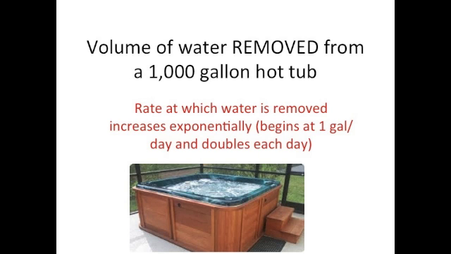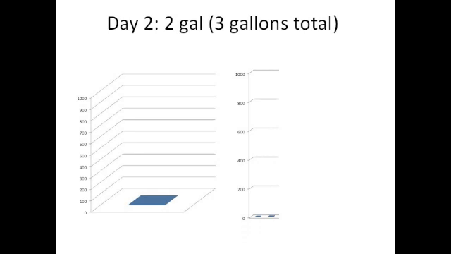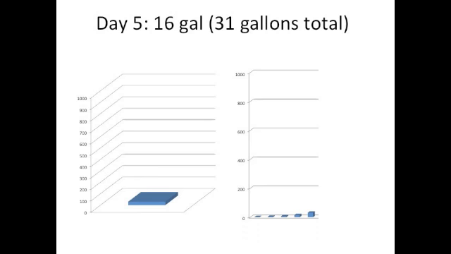Let's take a look at the same scenario with the same information, but this time we'll graph the amount of water removed from the hot tub as time goes on. The amount of water will grow exponentially by doubling each day, just like it did before. Now we're looking at how much water has been removed from the hot tub each day. As we saw earlier, even though the amount is doubling each day, it doesn't appear that much is happening in the beginning.